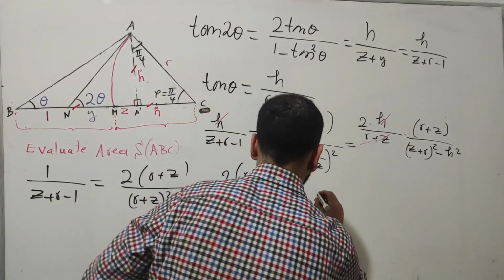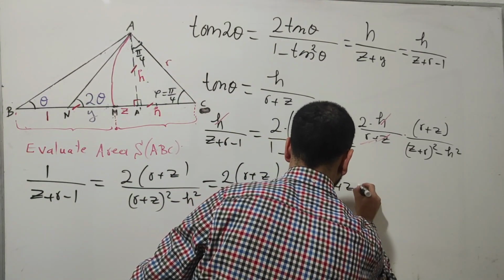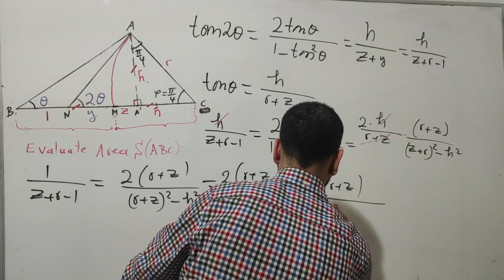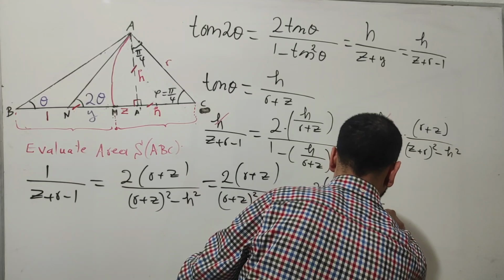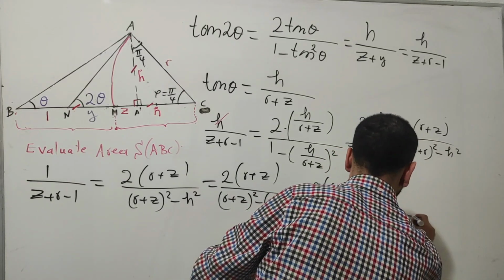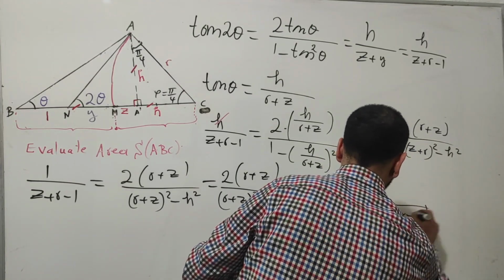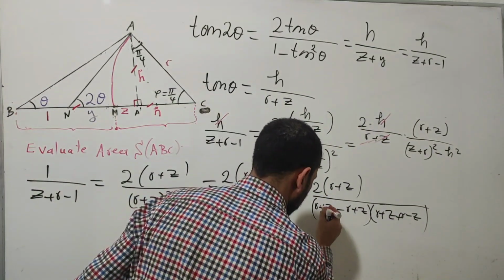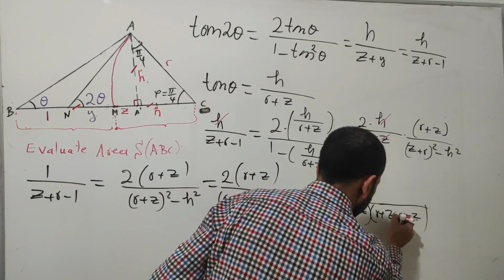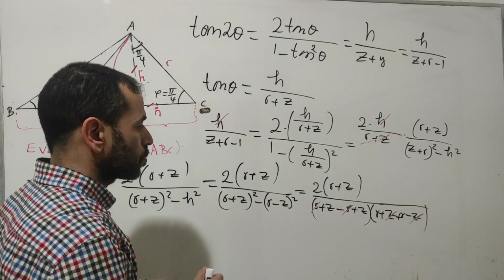Let's do that. So I get 2 times R plus Z all over R plus Z minus R plus Z, factor R plus Z plus R minus Z. So I will have a lot of cancellation here. This R will be cancelled out with this one, and this Z will be cancelled out with this one.